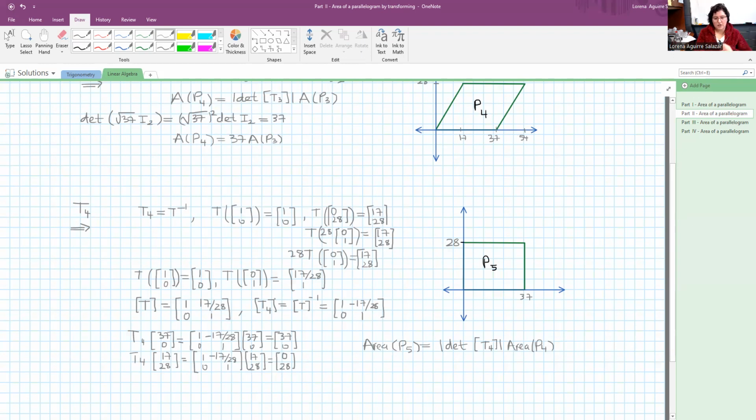But because T4 has a matrix that has ones on the diagonal, the determinant of the matrix associated with T4 is just 1. So this is equal to the area of P4. And here is the happy part. We can finally find the area of something, because this is a rectangle, so the area is width times height. So we have 37 times 28.